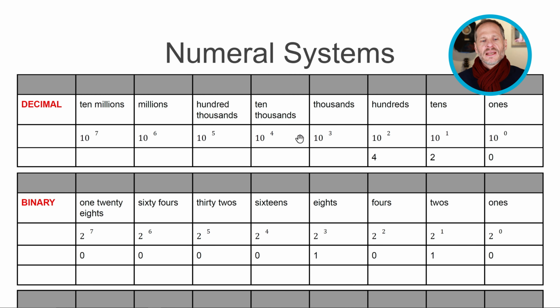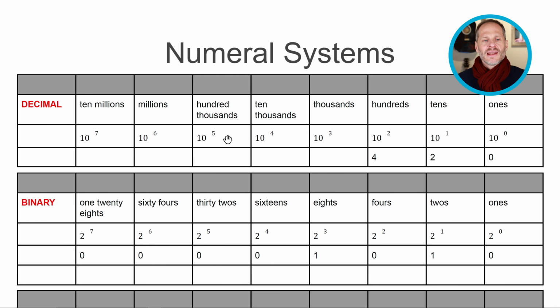The way we get these places is we call this base 10, because there's a base there, and that base is 10. And we have 10 to the 0, 10 to the 1, 10 to the 2, 10 to the 3, and so on and so forth. That's how we get these different places. Anything to the power of 0 is 1. And 10 to the power of 1 is 10. And 10 to the power of 2 is 100. And 10 to the power of 3 is 1,000.